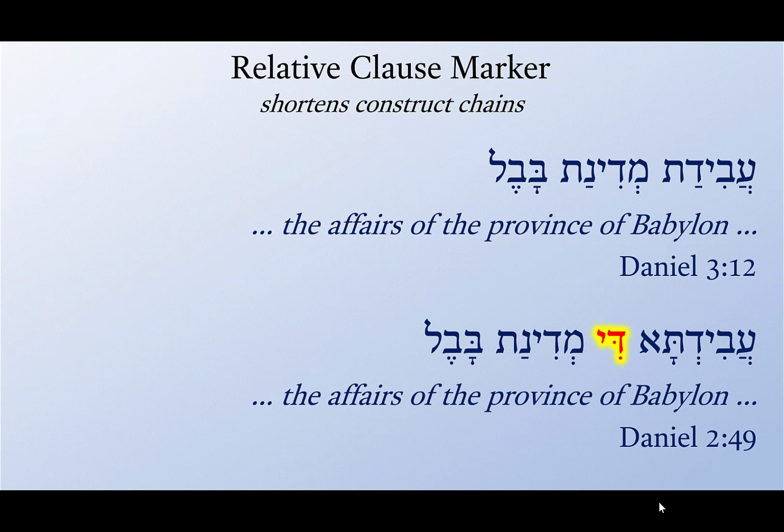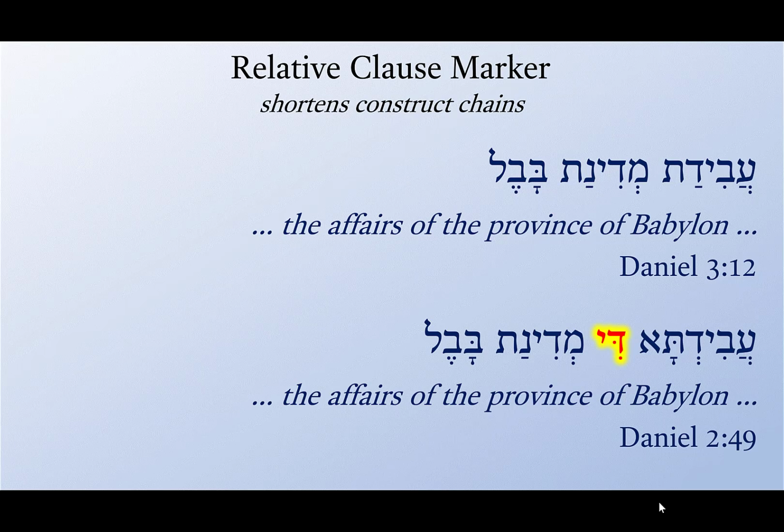So the affairs of the province of Babylon can be expressed in either of these ways, and inserting the di means that the construct starts with medinat, that word, the province word. And so in the second example, it only has two words in it instead of three, as in Daniel 3:12.